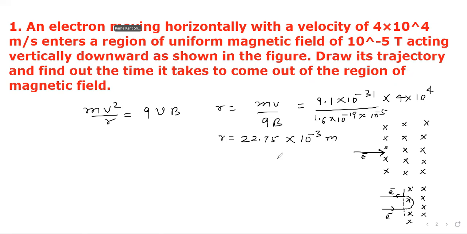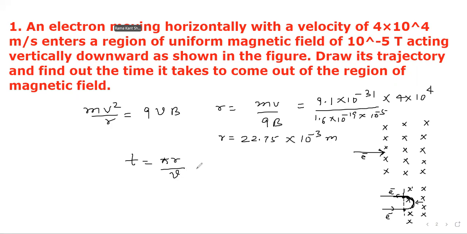Now let's find out the time period, that is, the time taken to come out of the region of the magnetic field. So the particle will enter and then it will follow the circular path. Suppose the particle enters at this point and then it will follow this path. So it will describe a semicircle and it will come out. So we can say this distance is pi r, so t will be equal to pi r divided by velocity.